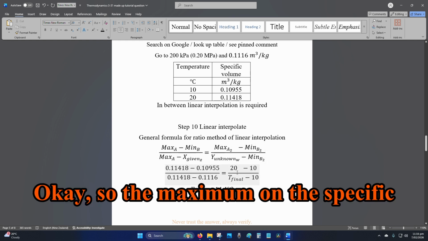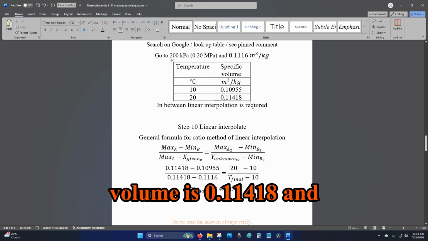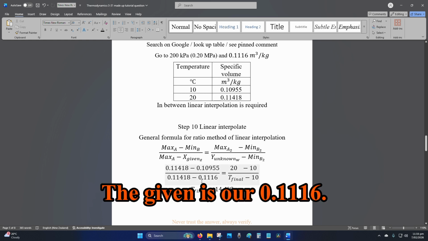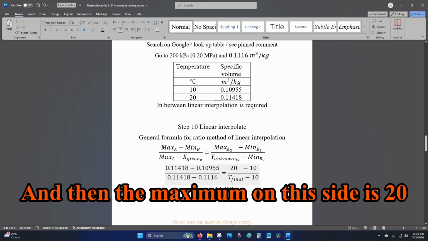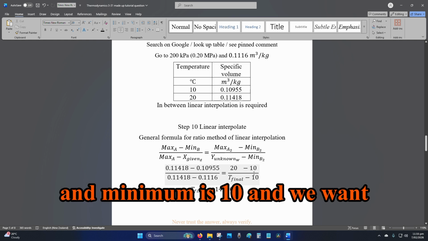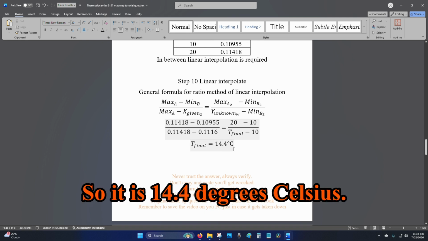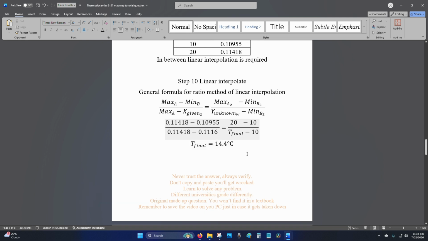The maximum on the specific volume is 0.11418 and the minimum is 0.10955. The given is 0.1116. Then the maximum on this side is 20 and the minimum is 10, and we want to find the final temperature. So it is 14.4 degrees Celsius.